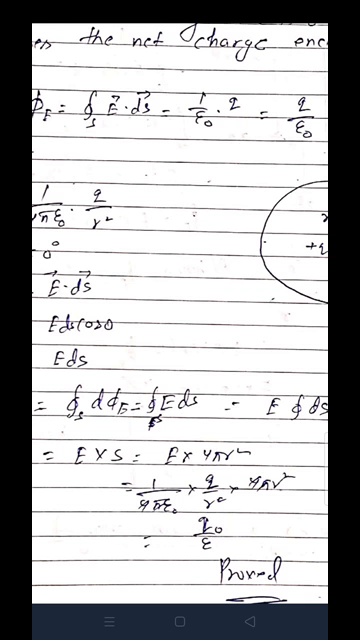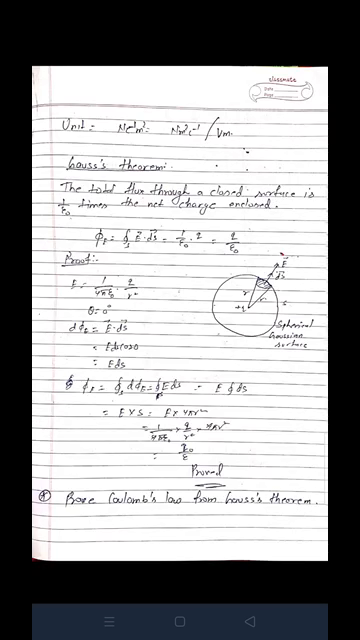That is, the total electric flux through an enclosed surface is 1 by epsilon naught times the total charge enclosed by that surface. Now there is a question for you, there is a homework for you. Prove Coulomb's law from Gauss theorem. You have to prove Coulomb's law with the help of Gauss theorem. This is your homework. You can take the first question of your worksheet.